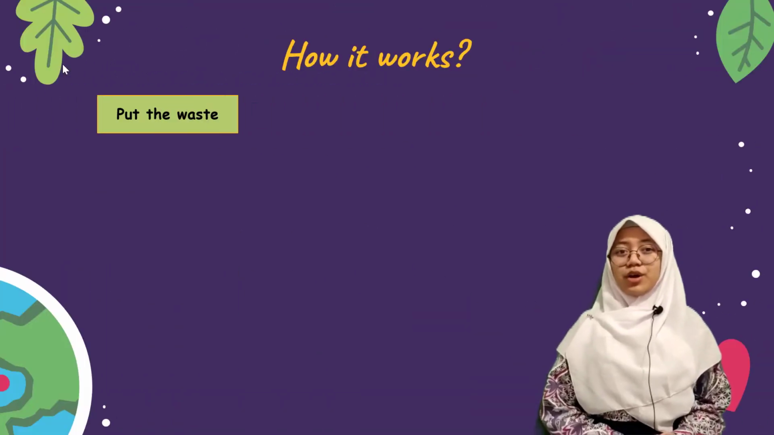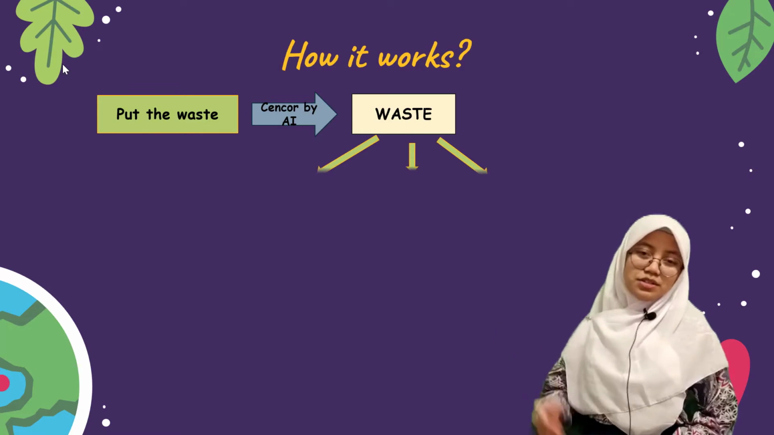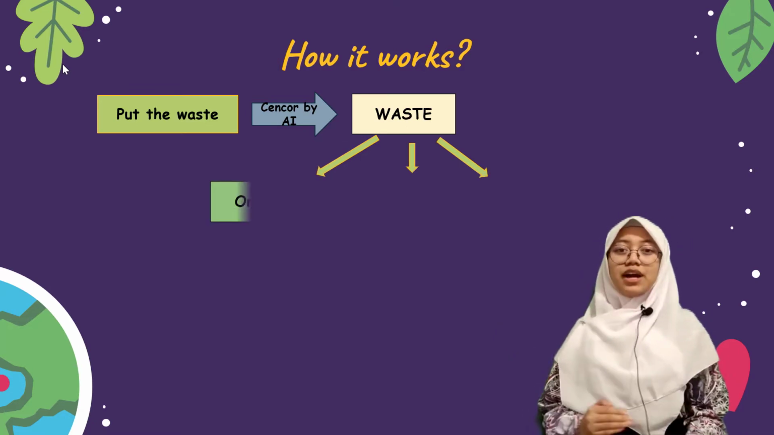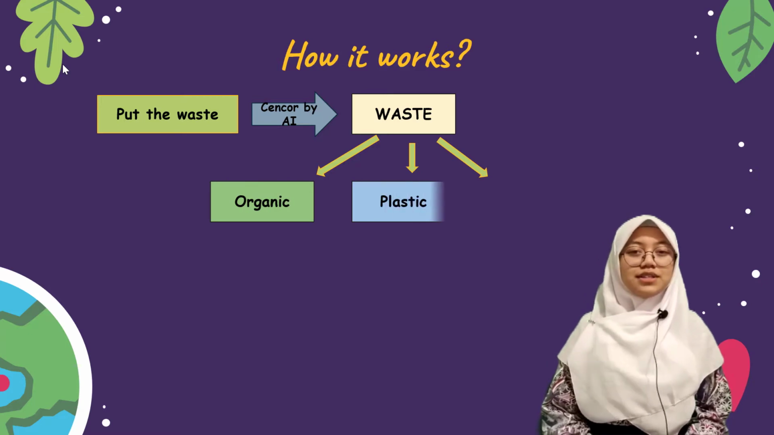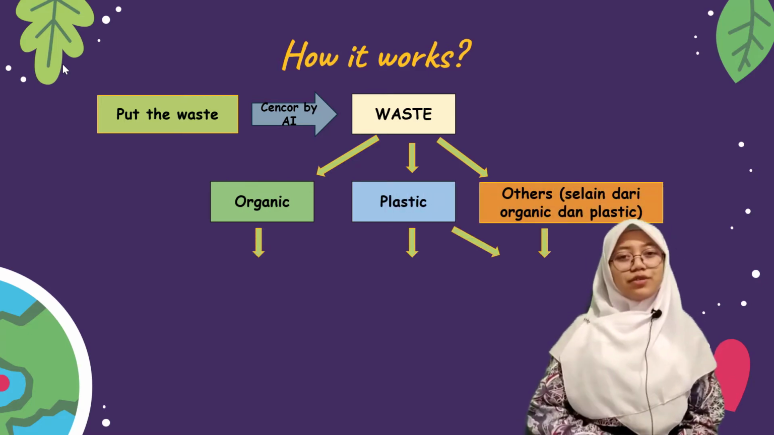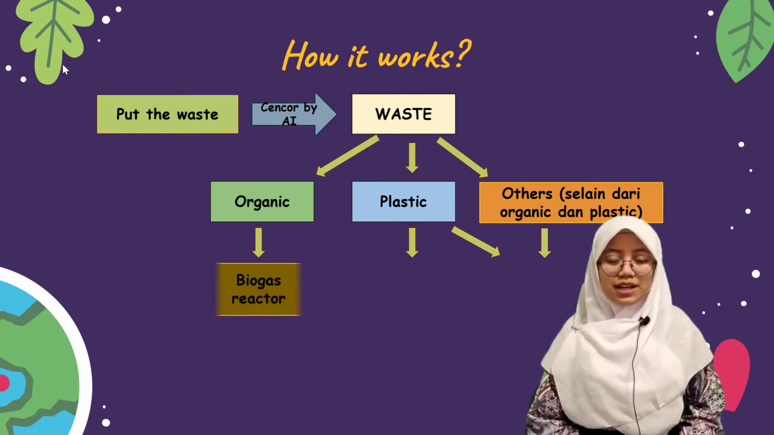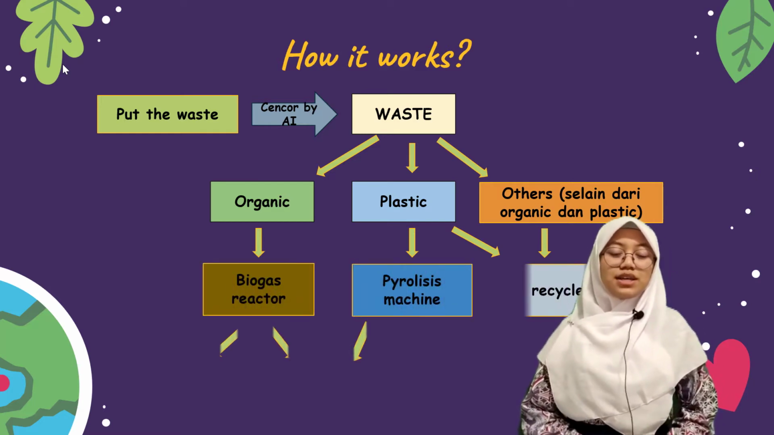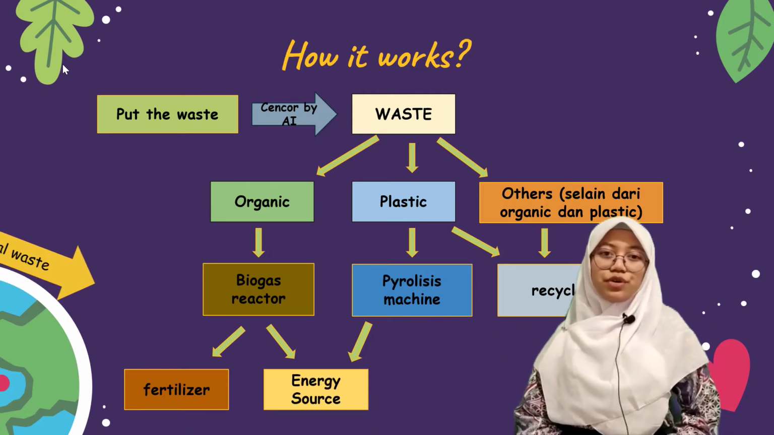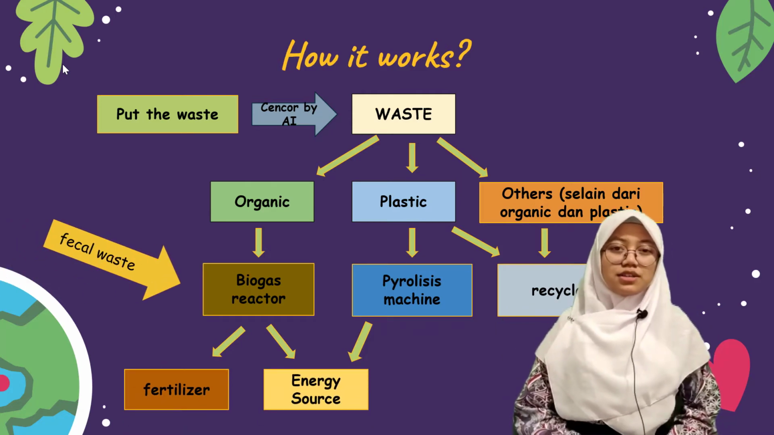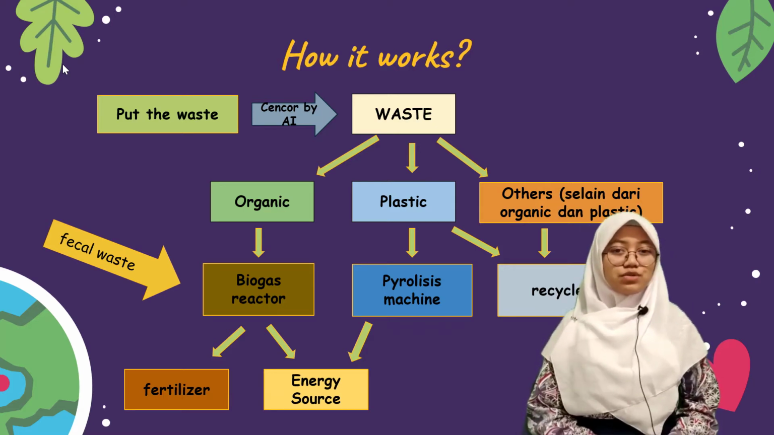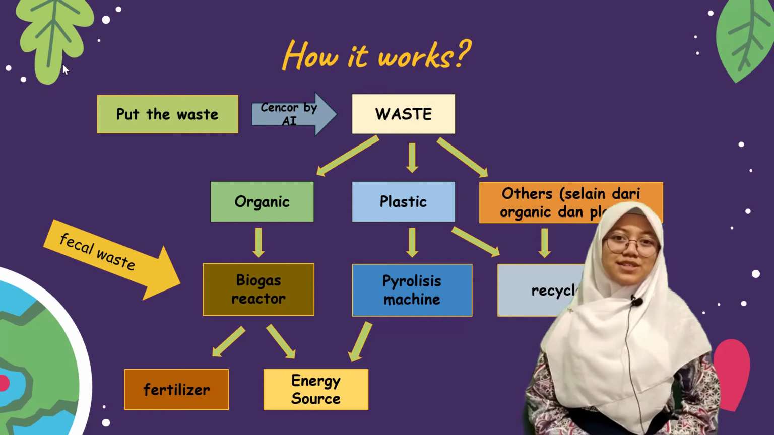Let's check it out. When the waste is placed, it will be sensed by an artificial intelligence camera connected to the M-Block. After being identified by the camera, waste is directed to the sewer according to its category. So there are three categories, which are organic, plastic, and others. Organic waste is connected to a biogas reactor and fecal waste, so that it can be used for alternative energy and fertilizer manufacture. Plastic waste will go into the pyrolysis machine and the rest will be recycled with other waste.